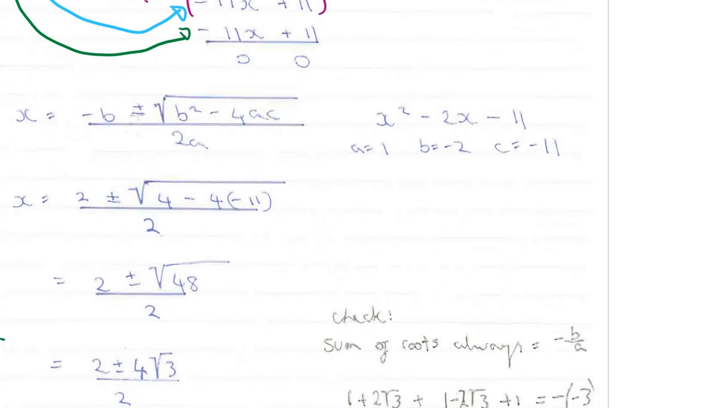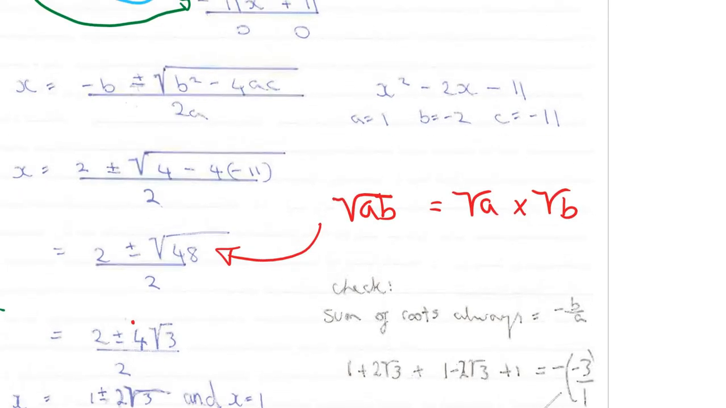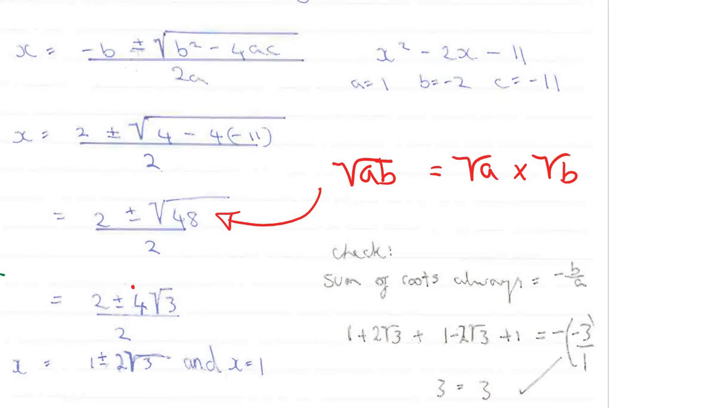Remember to simplify surds. When we've got any surd root of a times b, that's equal to root a times root b. So what we effectively can do is factorize that 48. One of the factors is a perfect square. In this case it's 16. So root 48 is equal to root 16 times root 3. Well, root 16 is just 4. So root 48 is equal to 4 times root 3. Then we're able to divide everything by 2, and we're left with x is equal to 1 plus or minus 2 root 3, and x is equal to minus 1.